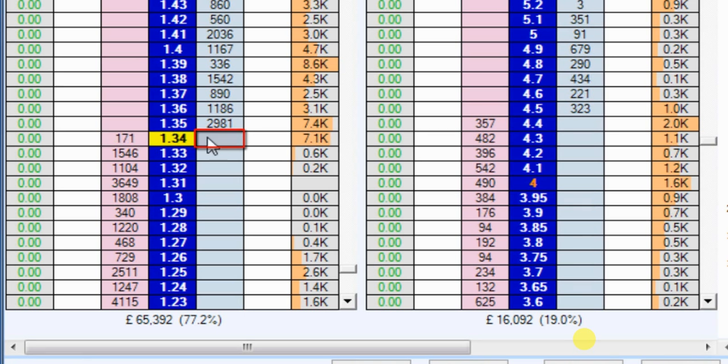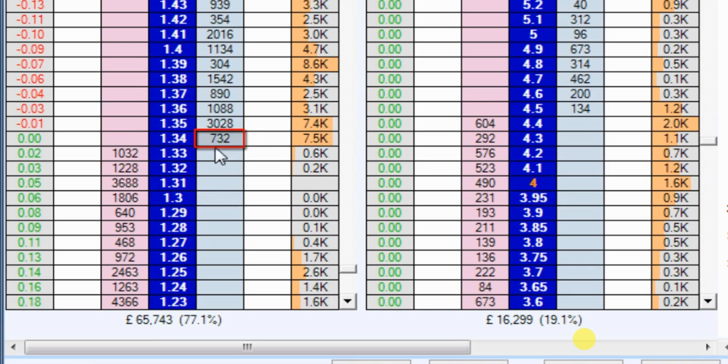I place the back bet straight away and it gets accepted. See, I'm in the trade. I'm not in the queue. I didn't need to ask for the price. It was just accepted. So I'll pause the video again.